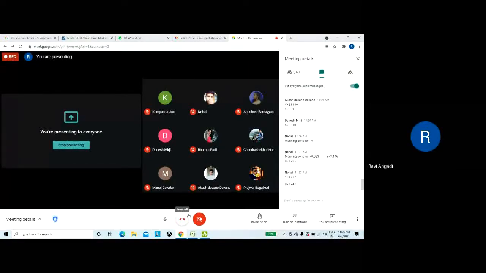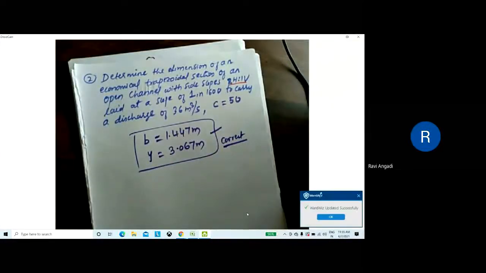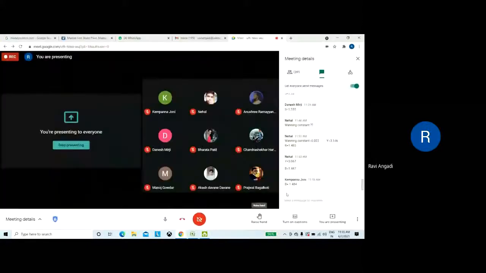Yes. So check all of your answers. These answers are correct. All of you got the same answer. Please post your answers here. Kampanna, B equal to 1.48. Okay, correct. Kampanna Joni, you got B equal to 1.484, correct. Then what about Y? 3.145. I think you have taken more digits after the decimal, that's why you're getting that answer. Anyway, it's correct. Amrut Mane got 1.44. Correct.